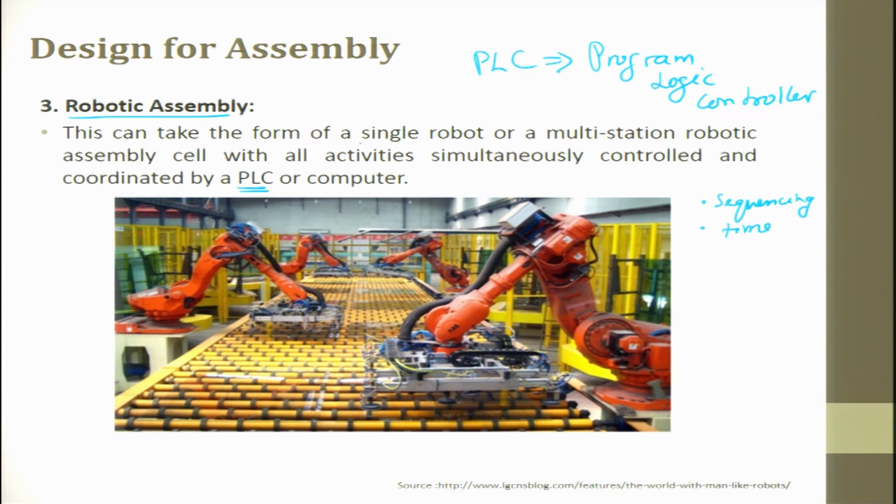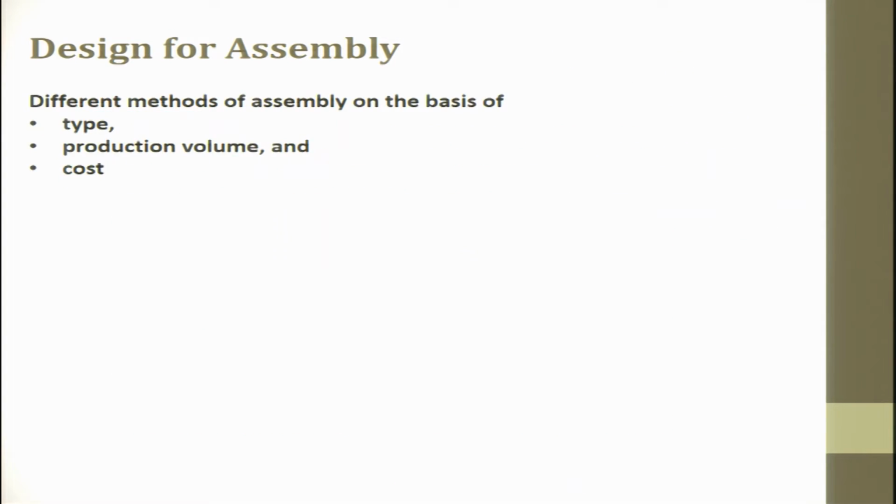So, the form of a single robot or multi-station robotic assembly cells with all activities simultaneously controlled and coordinated by PLC or computer. So, there are different methods of assembly on the basis of type, production volume and cost. We try to choose different methods, that is manual, robotic, automatic and other things. So, let us see how you choose this.